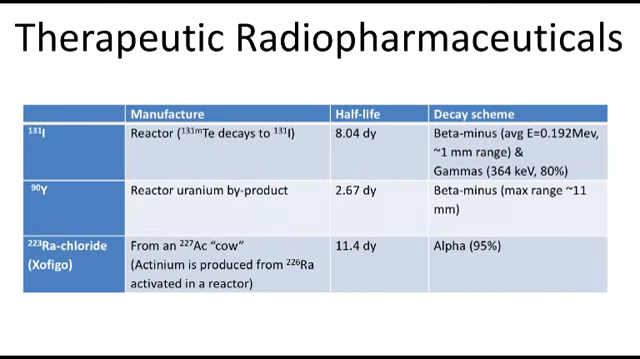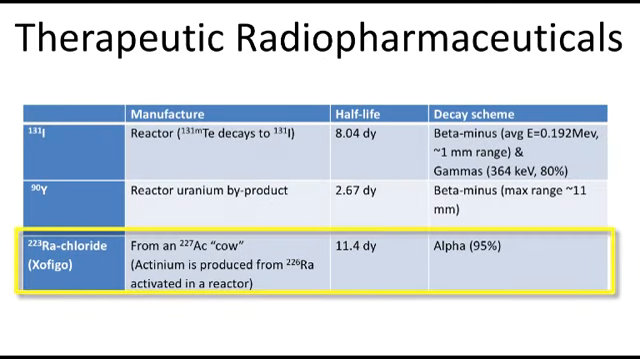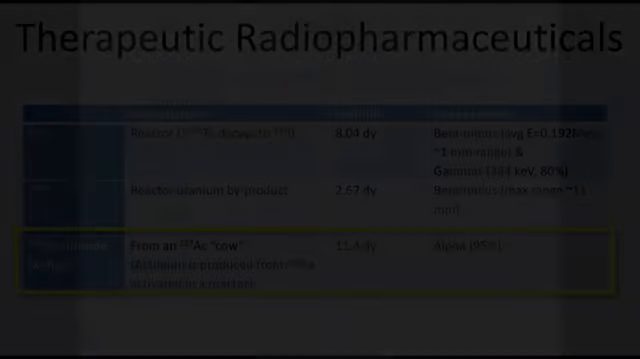So now let's look at the final therapy. This is radium-223. That radium comes from an actinium generator, or a cow it's called. And the actinium is produced from activation of radium-226 in a reactor. The half-life is 11 days, and it emits a short-range alpha particle.